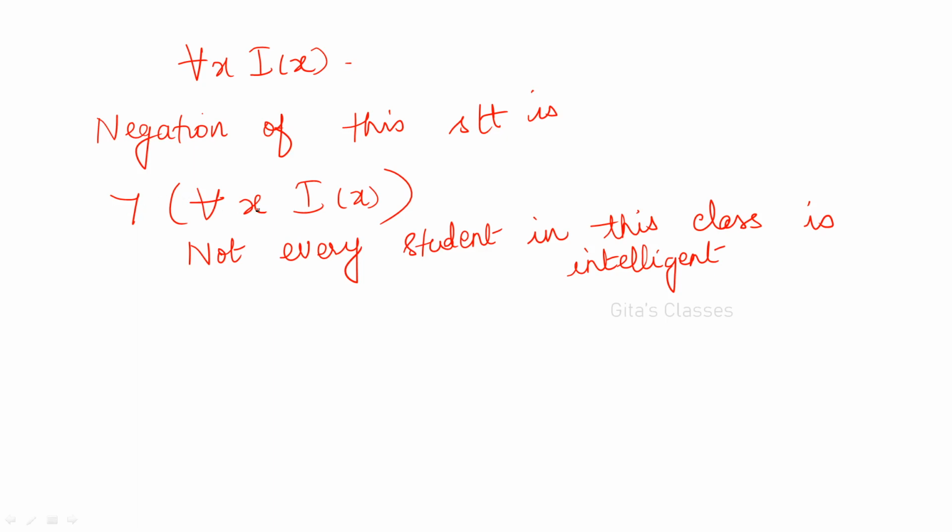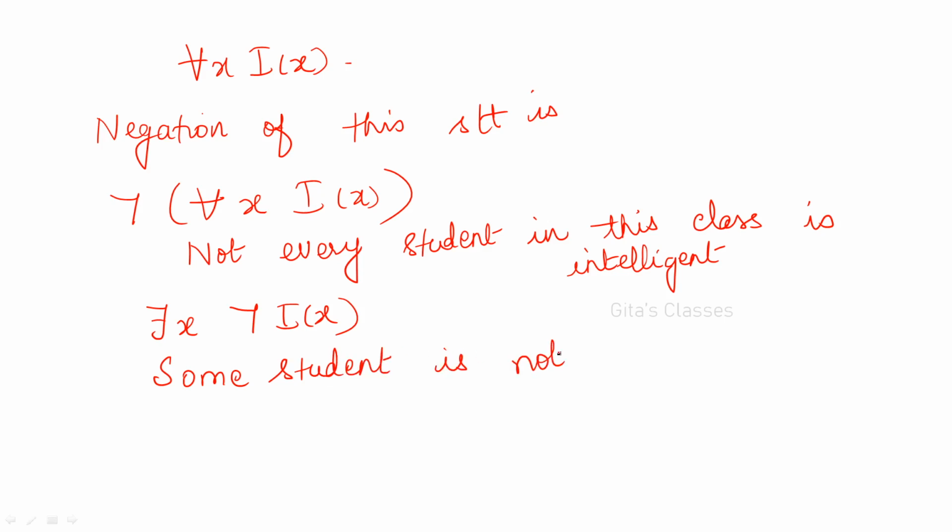Or if you apply this negation inside, then it will become there exists X, not of I of X. Negation of I of X, right? That is, some student in this class is not intelligent. There exists some student in this class who is not intelligent. Okay, so this is the negation.